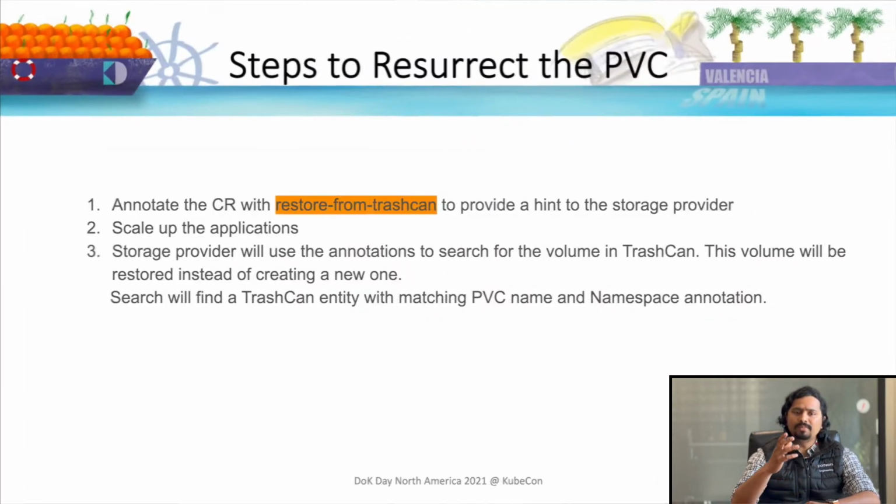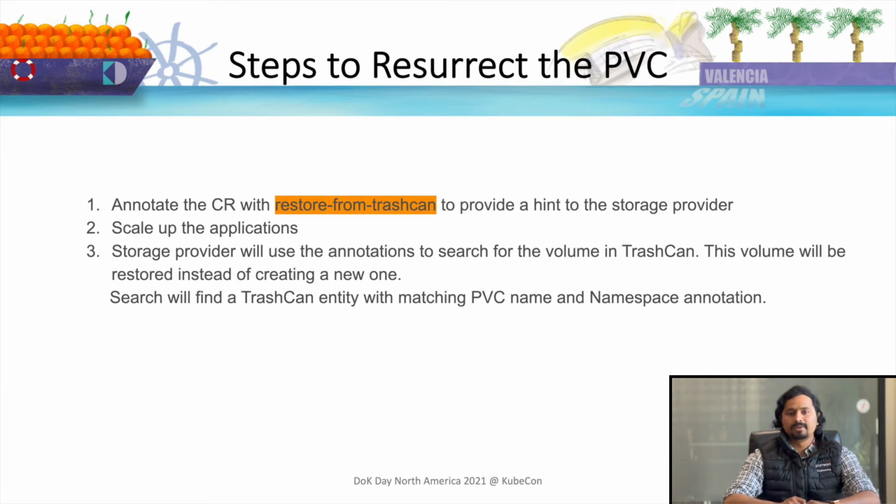While the volume is staged in the TrashCan, if a user realizes that it was deleted by mistake and wants to resurrect the volume, all they have to do is annotate their persistent volume claim with restore from TrashCan and scale up their application. The scale up of an application results in a volume create operation on the storage provider. The storage provider, on the presence of the restore from TrashCan annotation on the PVC, triggers a search and restore call to the TrashCan manager. The TrashCan is searched for a snapshot which matches the PVC name and the namespace name. Upon a successful find of such a snapshot, it is used to perform a restore.